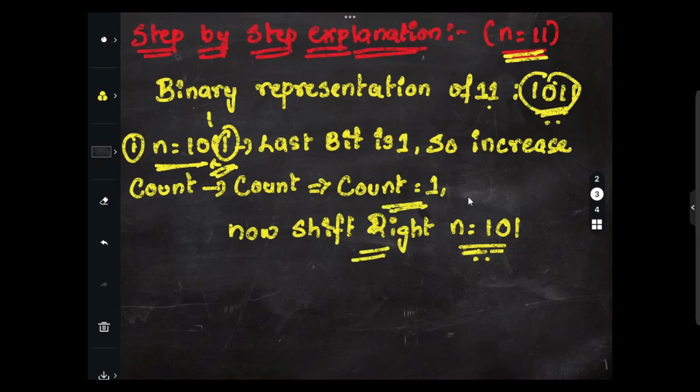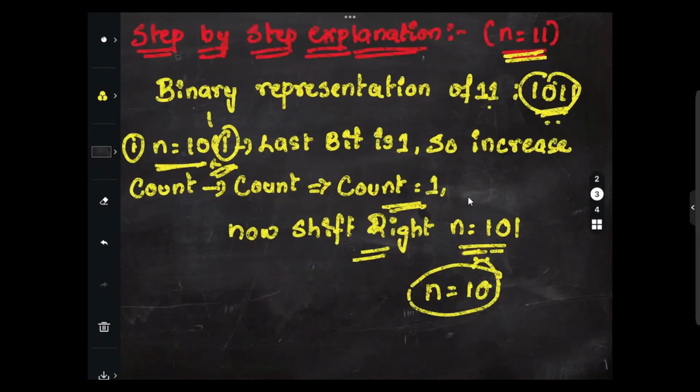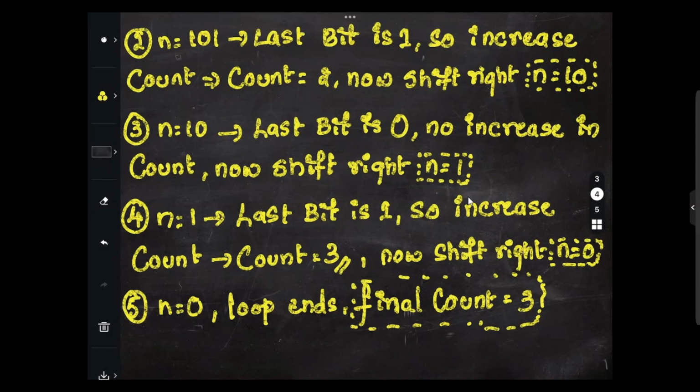Now right shift gives us 101. So n equals 101. The last bit is again 1, so we increase the count. Count equals 2 now; count equals 1 we had in the previous step, and now the count is 2.